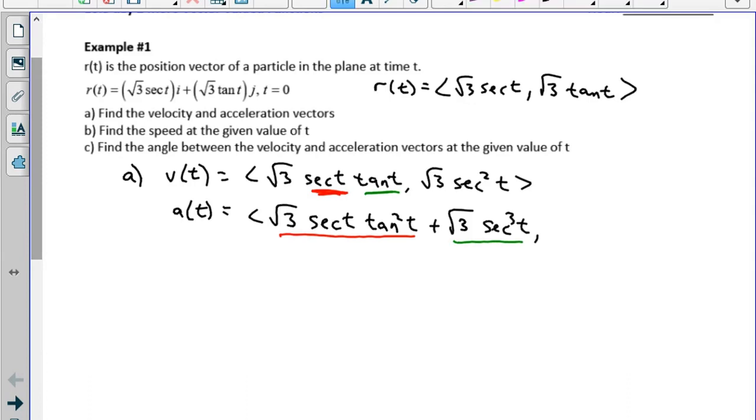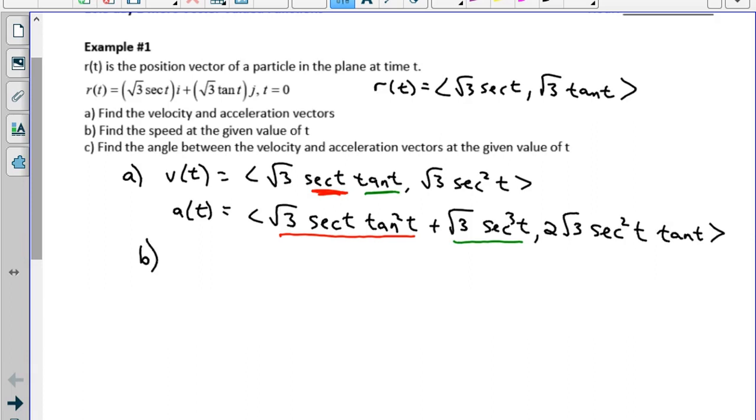For the y component, it's root 3 times 2. I'll put a 2 out in front. Maybe I'll erase it and write it a little bit neater. 2 root 3 secant t times a chain rule component. So the derivative of secant is secant tangent. And since we will then have secant appearing twice, we'll have secant squared t tangent t. So that ends up being the acceleration vector.